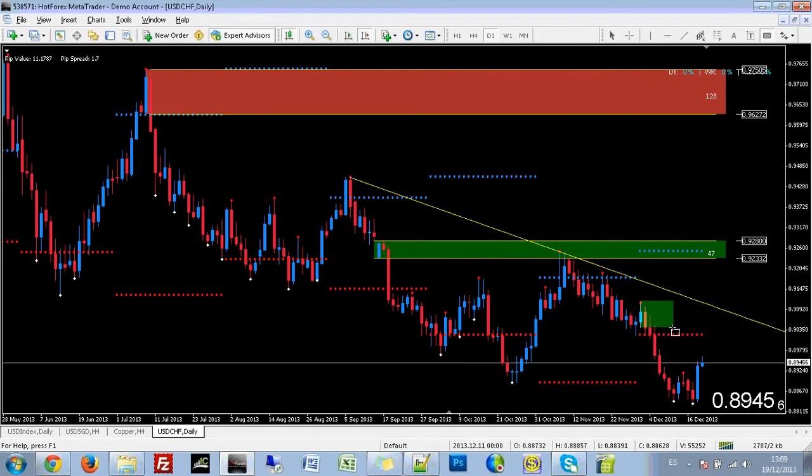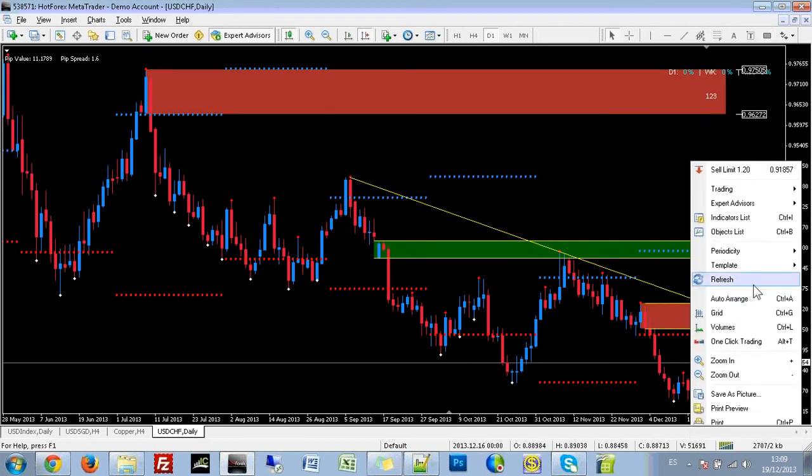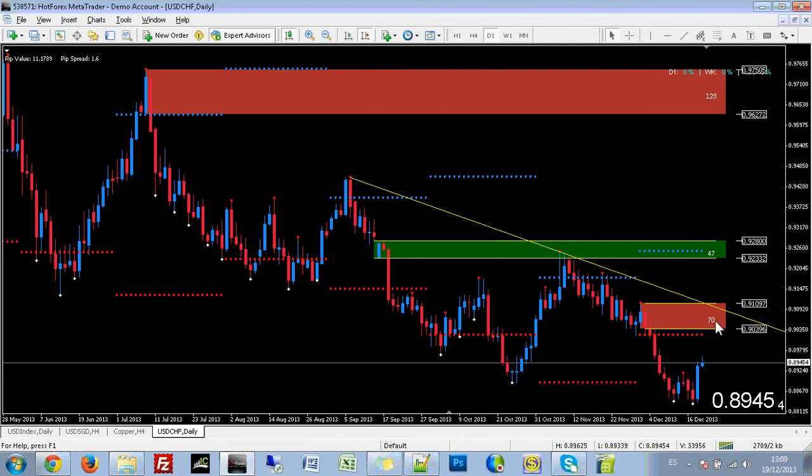Like this one, for example. This is a daily zone over there. So this area is allowed for a short, because the trend line is down. So this is the way we draw the trend lines. An example on the daily.